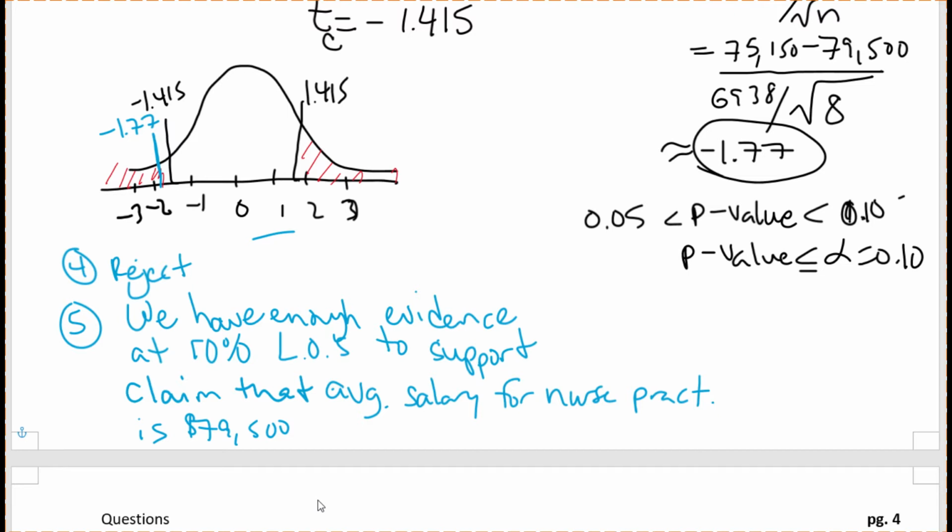All right, so as we mentioned earlier, this is in our critical region or rejection region, so we reject. And then the p-value is less than alpha, so we reject. So that means we have enough evidence at the 10% level of significance to support the claim that the average salary for nurse practitioners is $79,500.